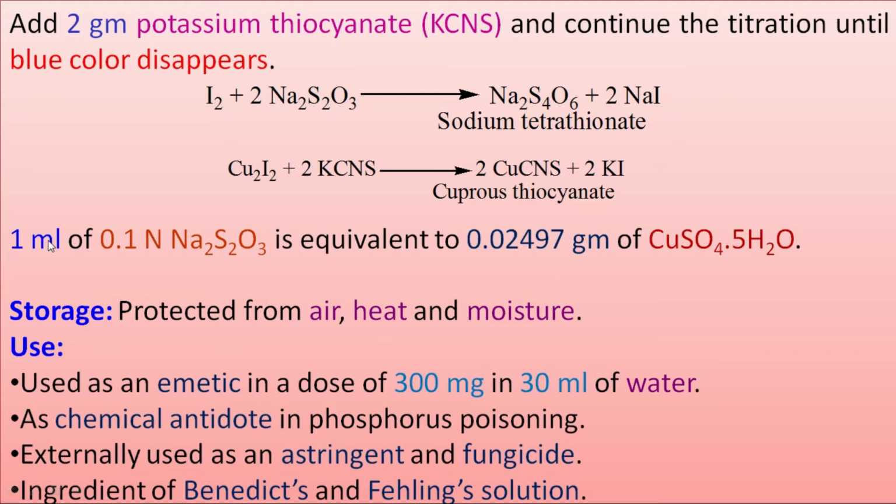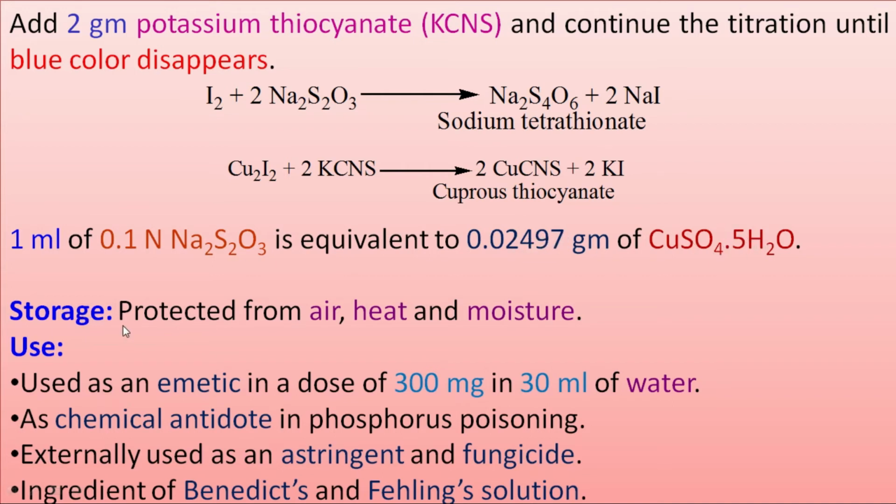The factor is 1 ml of 0.1 normal sodium thiosulfate is equivalent to 0.02497 gram of copper sulfate pentahydrate. This 249.7 gram per mole is the molecular weight of copper sulfate pentahydrate.